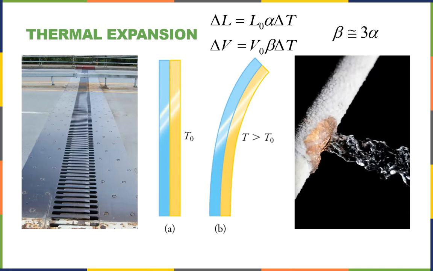Thermal expansion: stuff expands when it gets hot. The basic equation is the change in length is the original length times some coefficient alpha, which depends on the material, so you have to look it up, multiplied by the change in temperature.